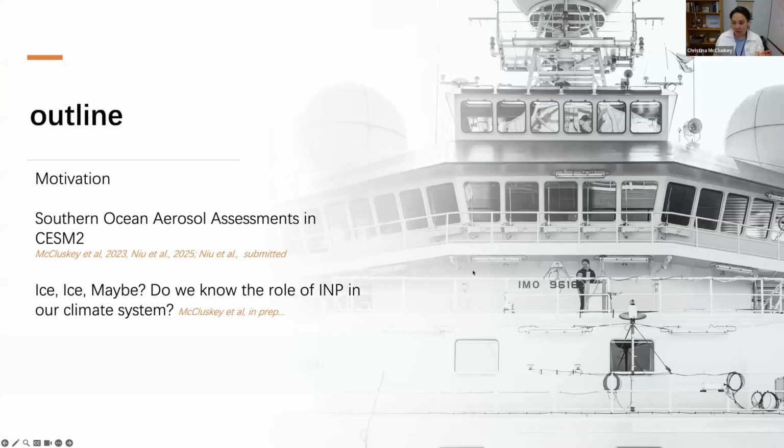Today, I'm going to talk about some of the motivation behind this, since I know this is an interdisciplinary audience. And I'm going to talk specifically about aerosol assessments and CESM, which is part of a few different publications, and then also talk about whether or not we have tools to really determine the role of aerosol in Southern Ocean clouds in our climate system. So I'll get started here.